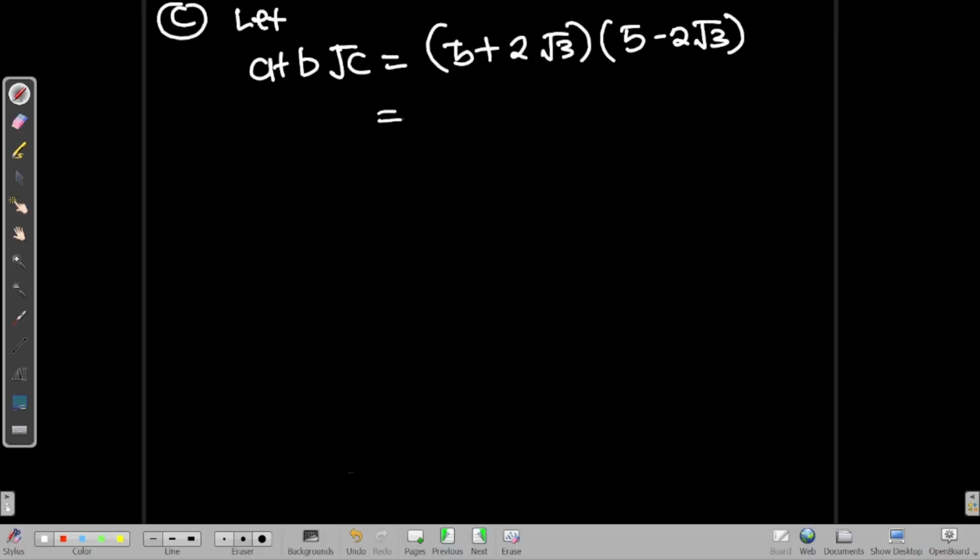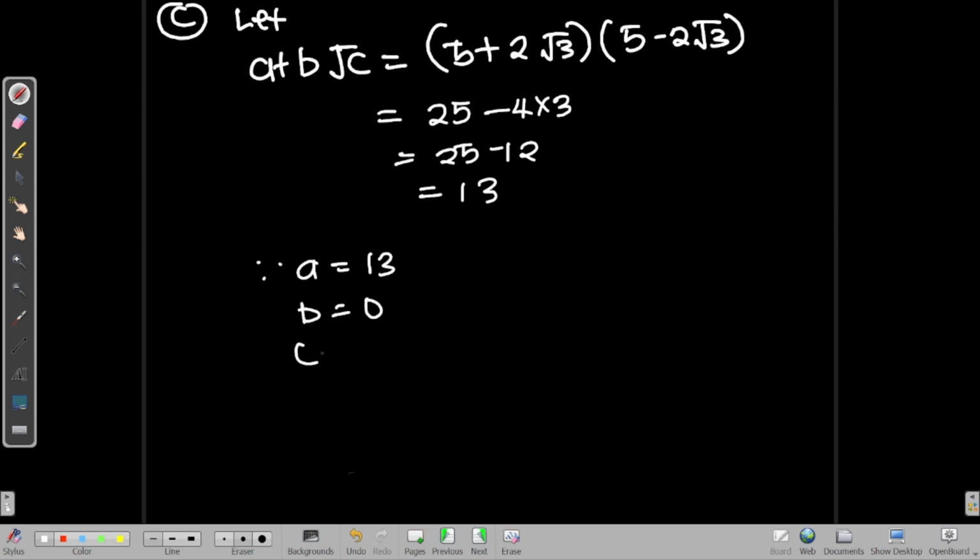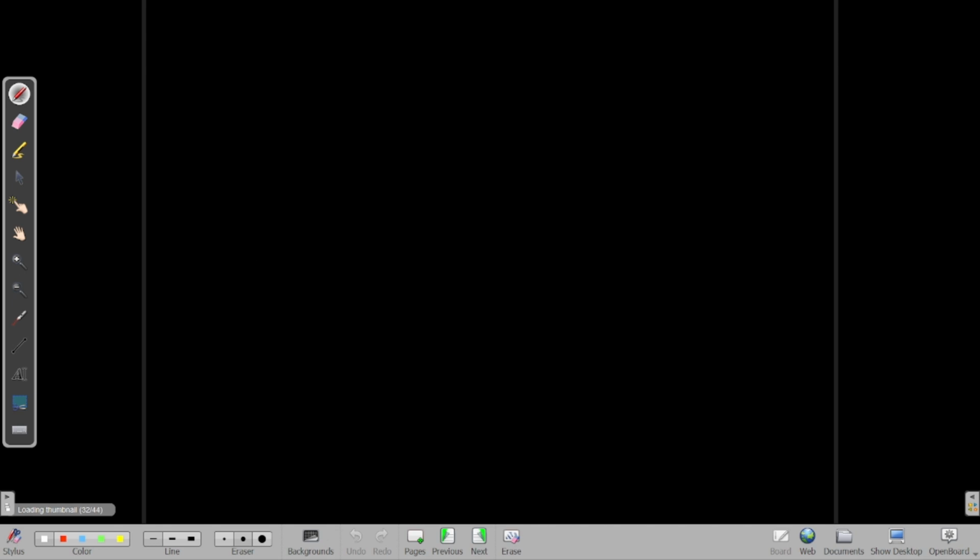Okay, expanding this expression, we simply have 5 times 5, which is 25, plus, we use difference of two squares because they are conjugates of each other, minus 4 times 3. So that will be 25 minus 12, which is 13. So therefore here, if we compare, we have A equals 13, B equals 0, C equals 0. So because they are conjugates, we do not have B and C, we only have A.